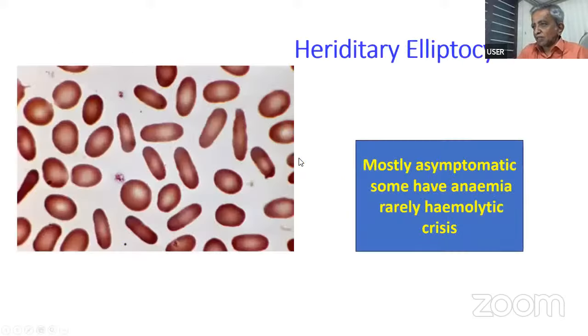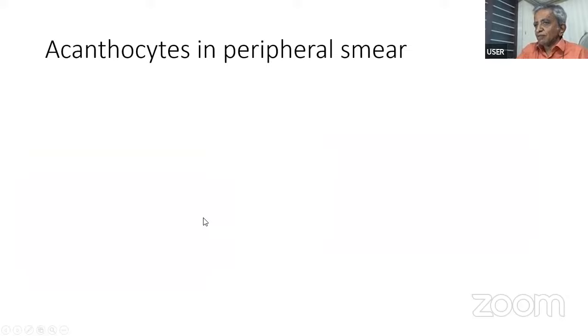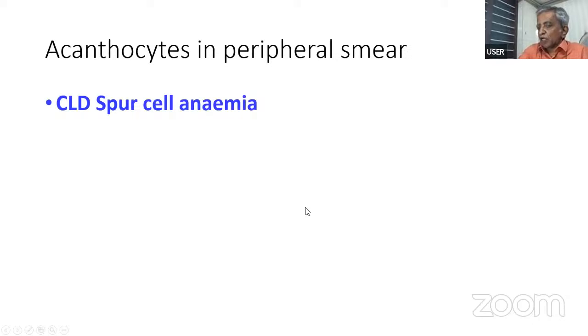Then you have elliptocytosis. The elliptical nature also can lead to hemolysis. This is Southeast Asian ovalocytes. There are two stoma. Again, it can lead to hemolysis, but it's not a problem in our country, I believe. Now come to the acanthocytes, which we will see not infrequently. Chronic liver disease is a very common condition which produces spur cell anemia.